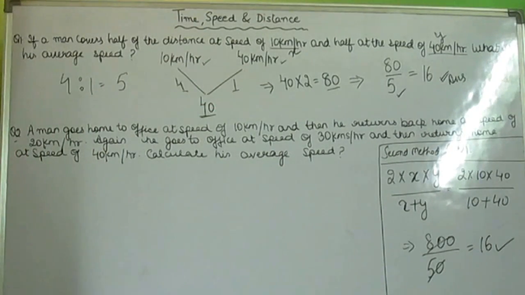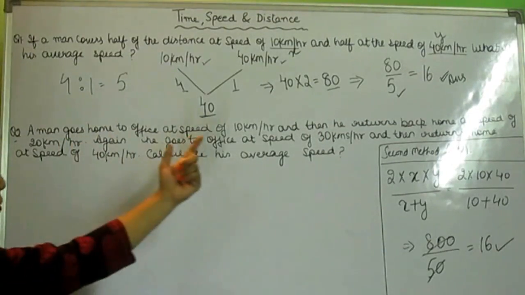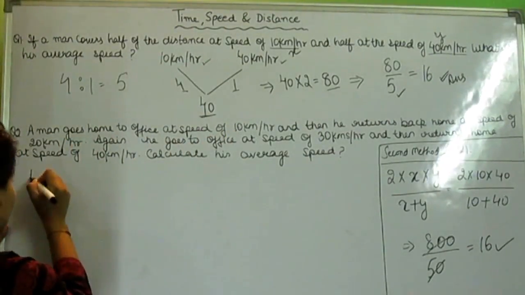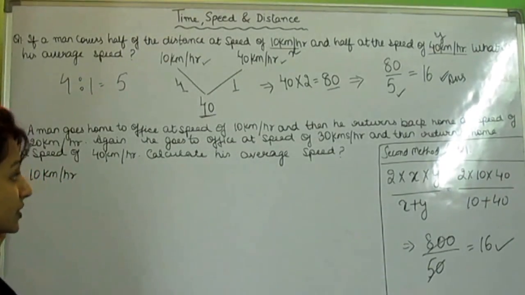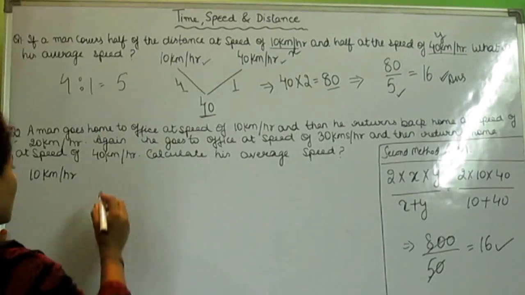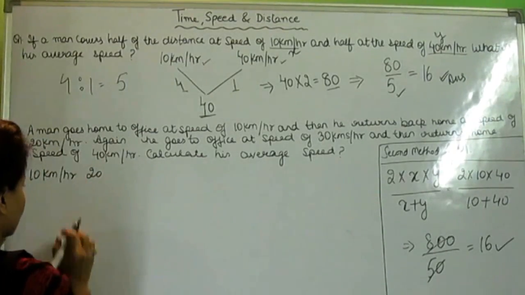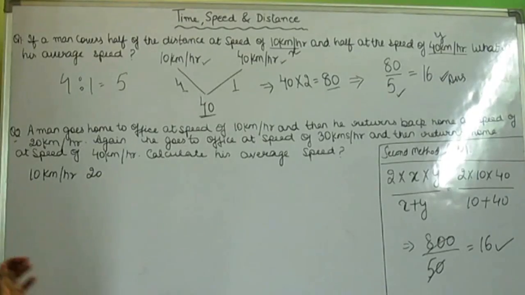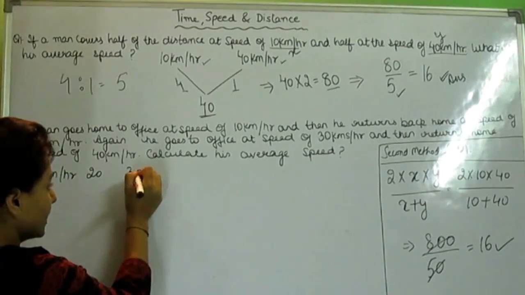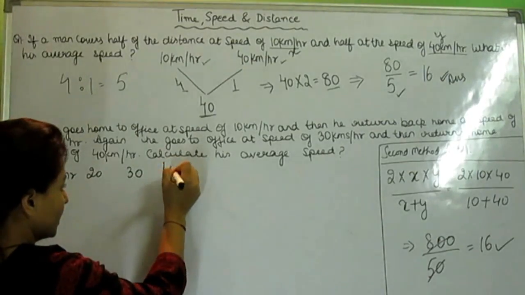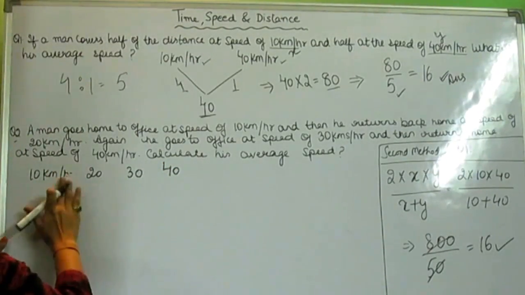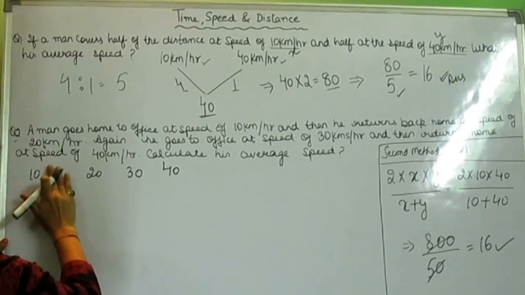Next question is, a man goes from home to office at the speed of 10 kilometers per hour. Then he returns back home at the speed of 20 kilometers per hour. Again he goes to office at the speed of 30 kilometers per hour and then returns home at the speed of 40 kilometers per hour. I'm not writing kilometers per hour.